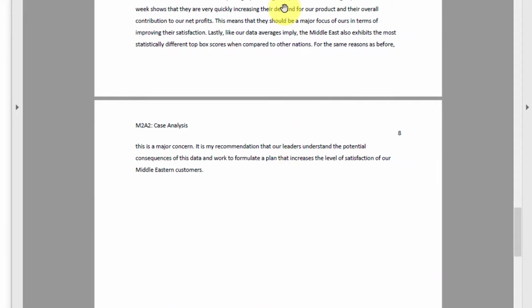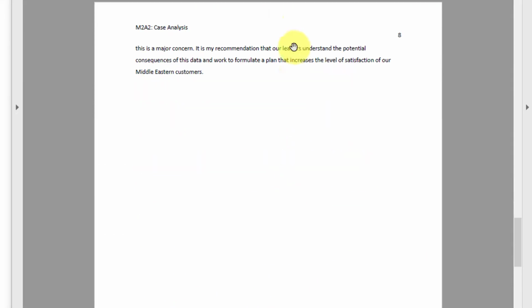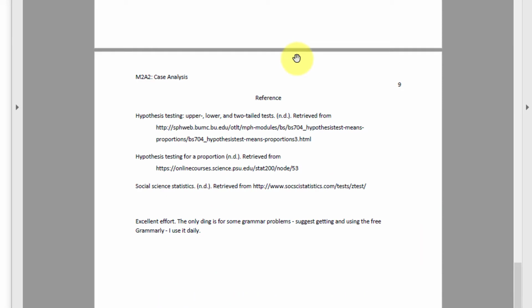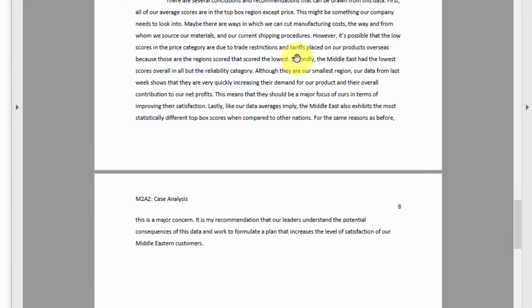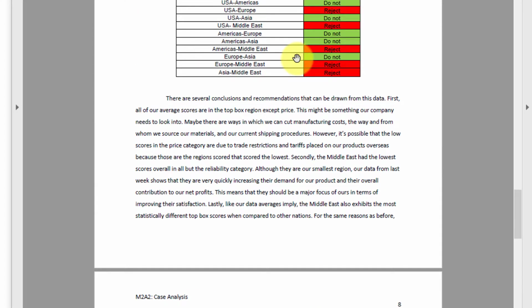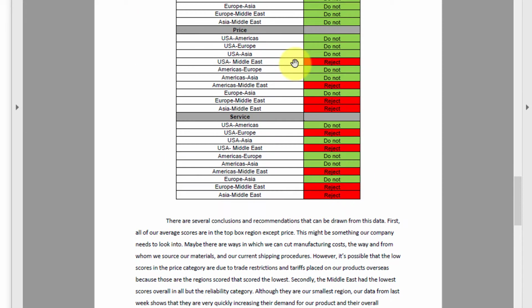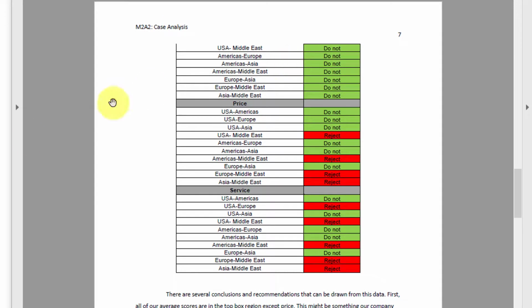And then he ends up summarizing what he found and, of course, puts in the references. So this is an example of a good report. It's not perfect, but it should give you an idea of what you could turn in on case studies or written reports in the future.